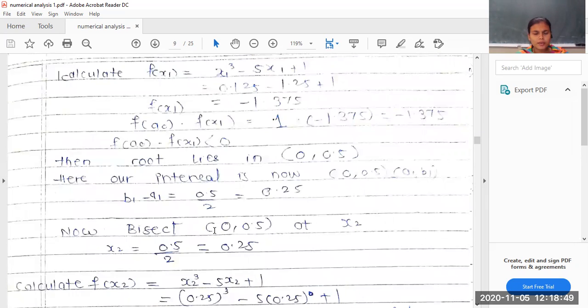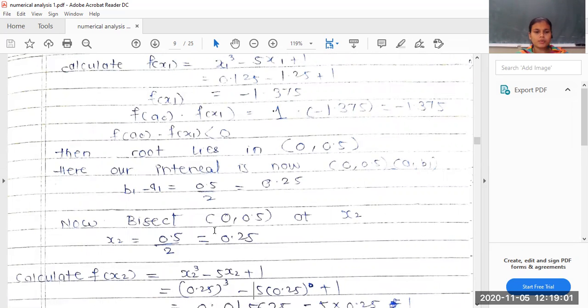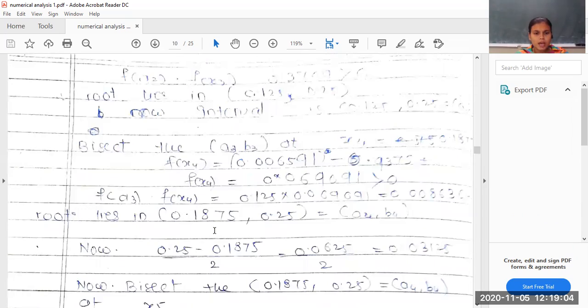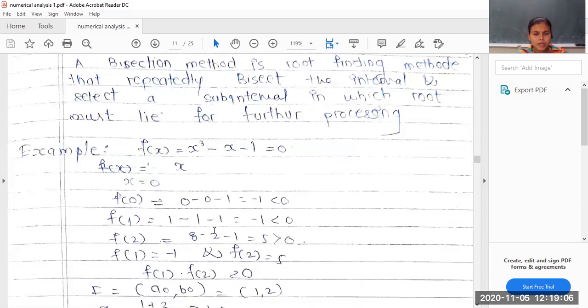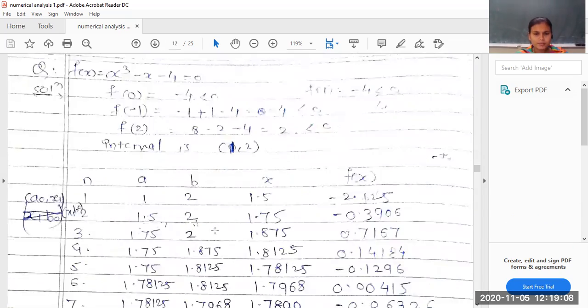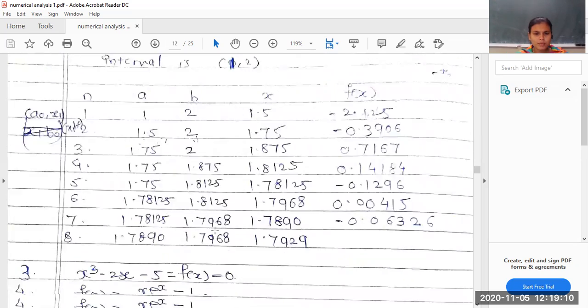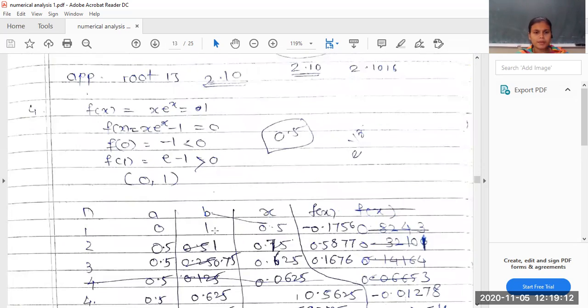The next thing we have to do is an example. This example I have already solved in the last lecture. First you find a naught and b naught, then find x1, then find the bisection, then follow the same procedure to find the answer. Okay, so let me go for the next one. These are some solved examples in my notebook.